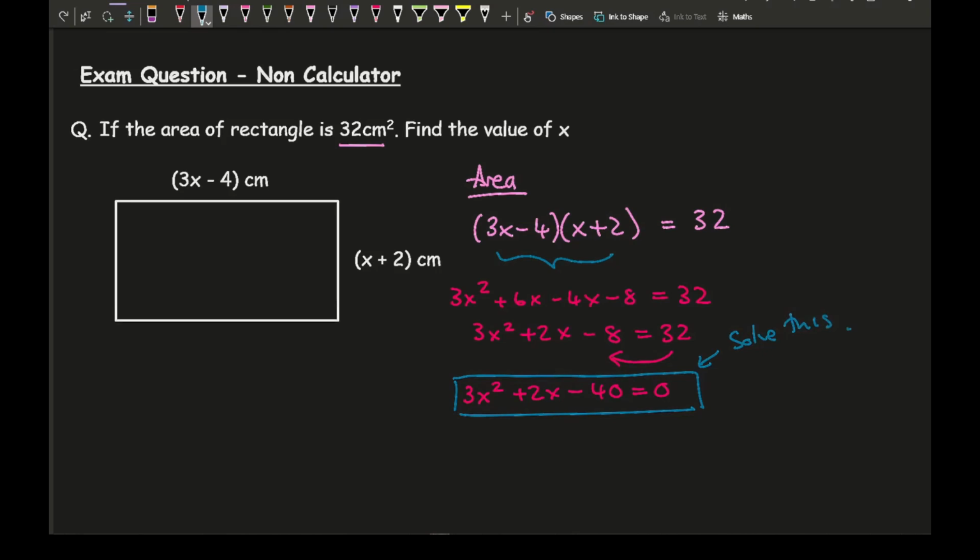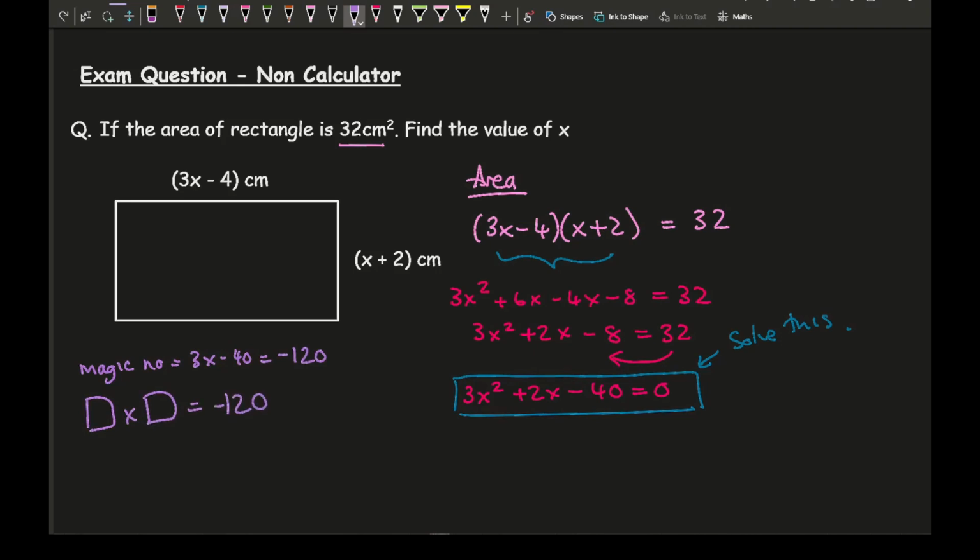So how do we solve it? Well, we've got a multiple number of x squared, so what we're then going to do is use the magic number. So here my magic number is going to equal 3 times minus 40, which is minus 120.